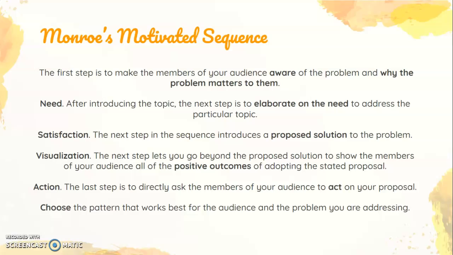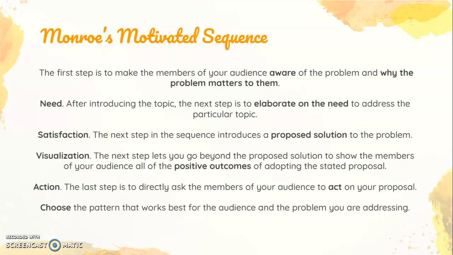The second step is need. So after introducing the topic, the next step is to elaborate on the need to address the particular topic. Satisfaction. Next in the sequence, you want to introduce a proposed solution to the problem. Visualization. The next step lets you go beyond the proposed solution. So our last organization kind of stopped right there when you gave the proposed solution. This goes a step farther.